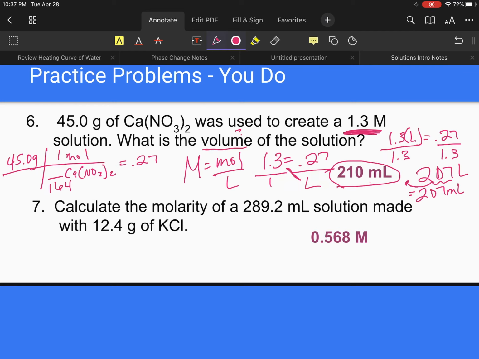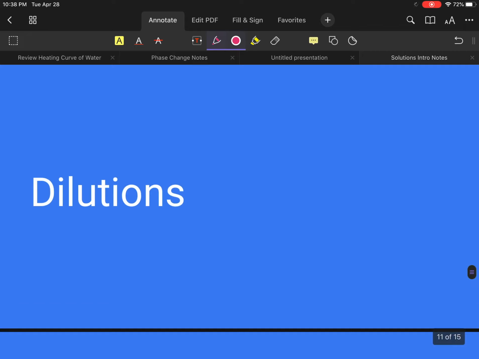Okay, number 7 is more straightforward. You just have grams. You have to go grams to moles, and then you're just plugging it in, moles over your liters. So you'll turn this number back into your liters. So 0.2892. Okay, so you should get that answer.